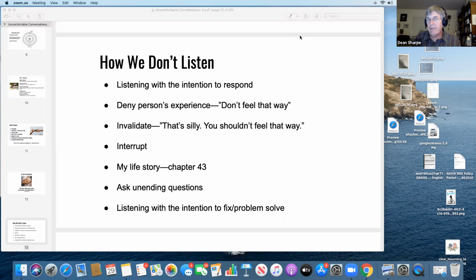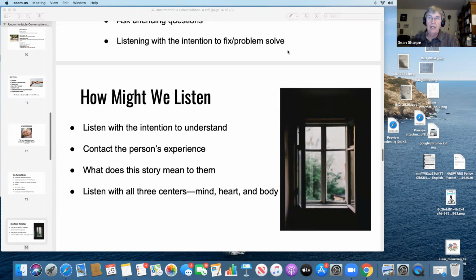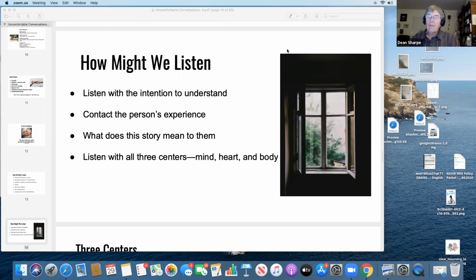If you're asked for advice about fixing an air conditioning unit, it's perfectly fine to respond with a fix-it kind of conversation. So how might we listen? We might listen not with the intention to respond, but with a true intention to understand deeply what this story, this situation, this suffering, this grief means to this person. Because it has different meaning for everybody.